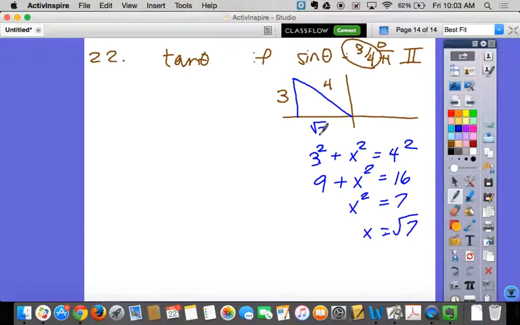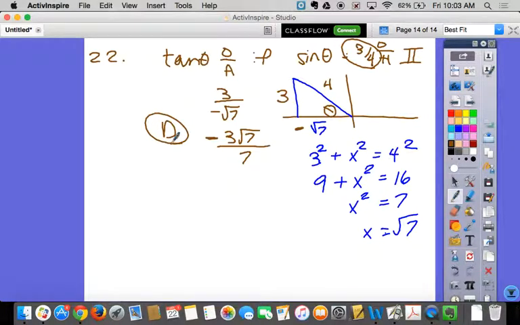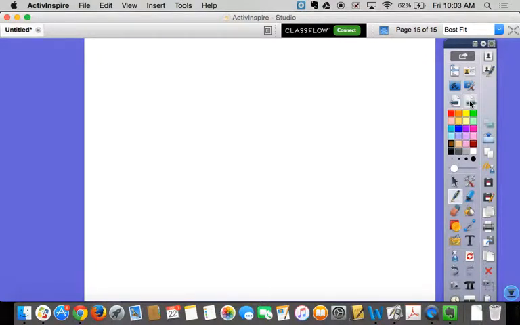And remember, always pause and put in your signs. So square root of 7 needs to be negative. All right, if you do tangent of that angle, tangent is opposite over adjacent, so opposite is 3, adjacent is negative square root of 7. When you fix that, the square root of 7 goes up top, it's freed up from the bottom. Just let the negative rise to the top. That's option D.